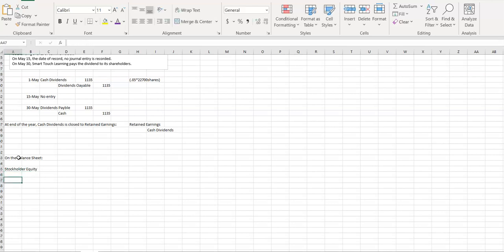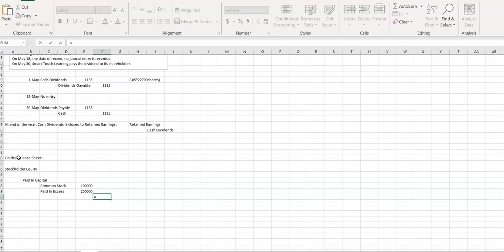you'll now have paid in capital, and under that you're going to have common stock and paid in excess from common stock if it has a par value. All right, and I'm just going to make up some numbers. And then you would have preferred stock and paid in excess from preferred, whatever you might have in there. All right, and you would total those up. Okay, and this would be your total paid in.